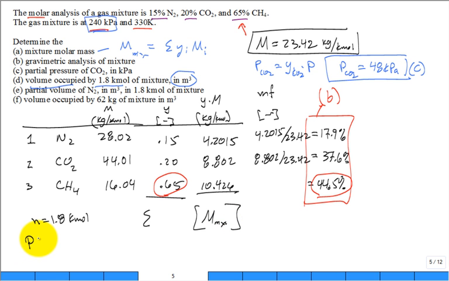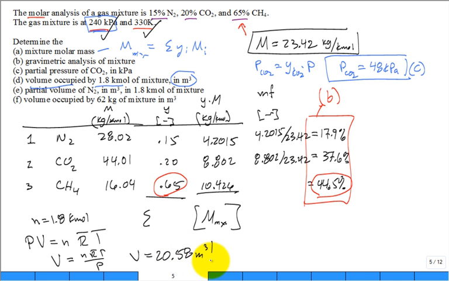PV is equal to N R bar T, so that the volume is N R bar T divided by P. Make sure I have absolute temperature, absolute pressure, R bar. What is the numeric value of R bar? Very good, 8.314. So kilojoules, kilogram, all that. Let's go ahead and, I believe you can finish this off. So the volume is going to be 20.58 cubic meter.